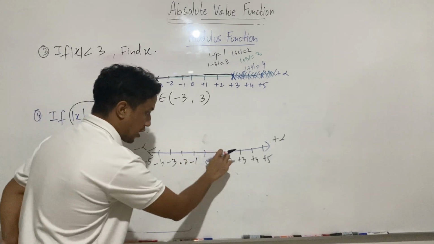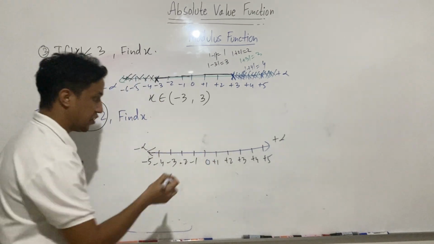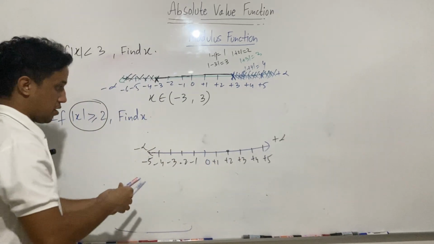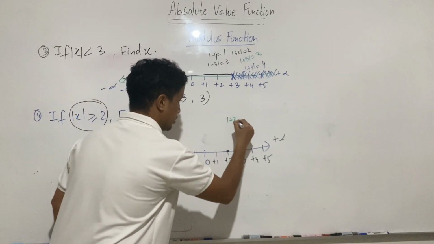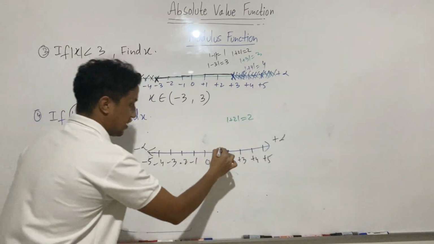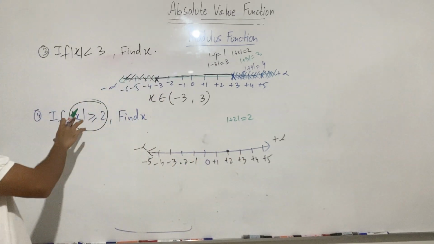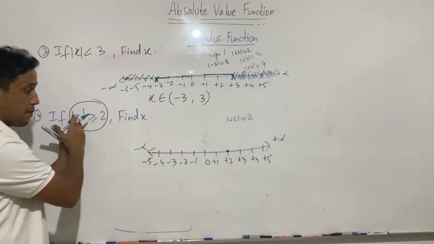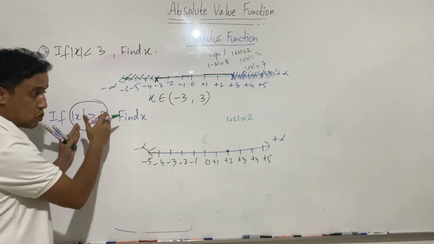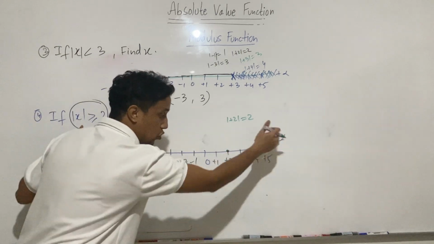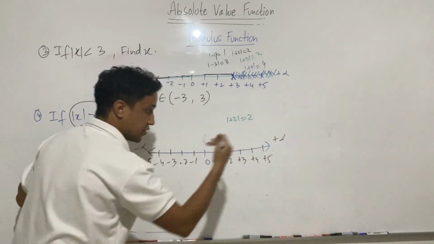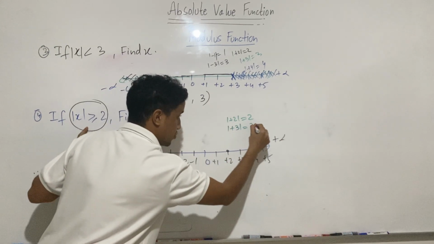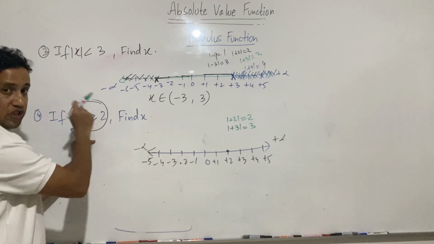Now come to this positive 2. The modulus function of this positive 2 is 2. It means it is going to be part of the domain, right? Why? Because the modulus function must be greater than or equal to 2. As you go towards the right of positive 2, positive 3, it's 3, greater than 2.